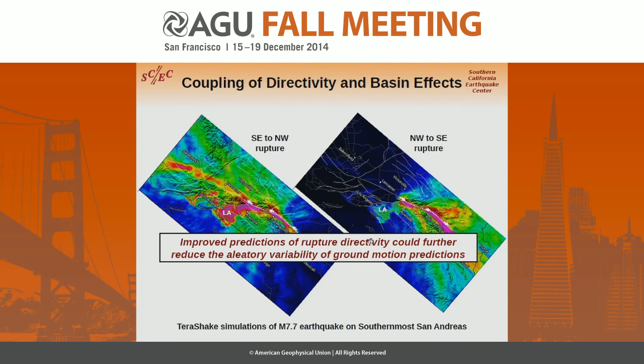Now, if we were somehow able to forecast this type of directivity, we could reduce the aleatory variability in the ground motion prediction equations, but we can't currently do that for long-term forecasting models. But as we'll show, we can actually do that for short-term models. And it turns out for CyberShake, all of these different scenarios are incorporated as different rupture variations and treated equally.